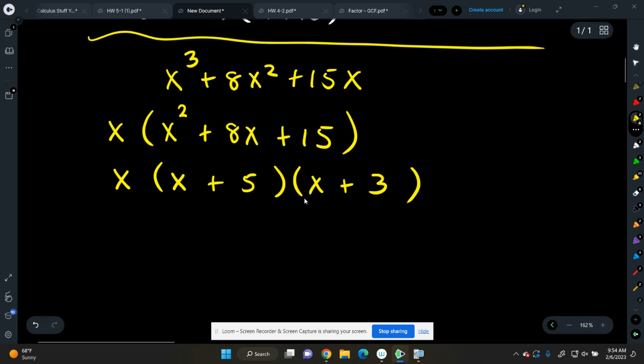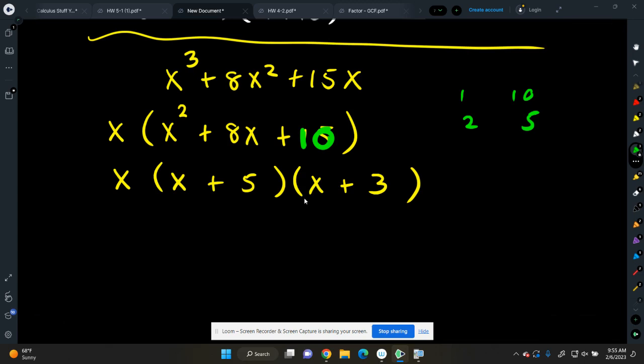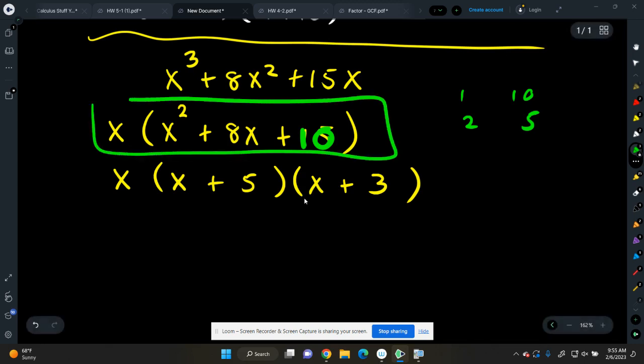So let's just pretend that this was maybe a 10, right? You can't find two numbers. The only factors of 10 are 1 and 10, 2 and 5. That's the only way of multiplying two numbers to get 10. Neither one of those add up to 8. So you would just leave your answer like that. Okay, very good question.